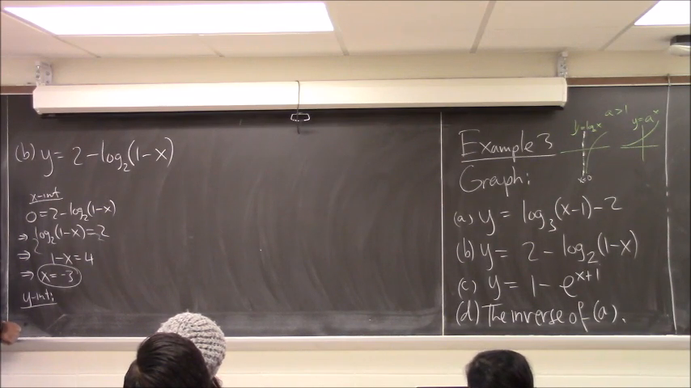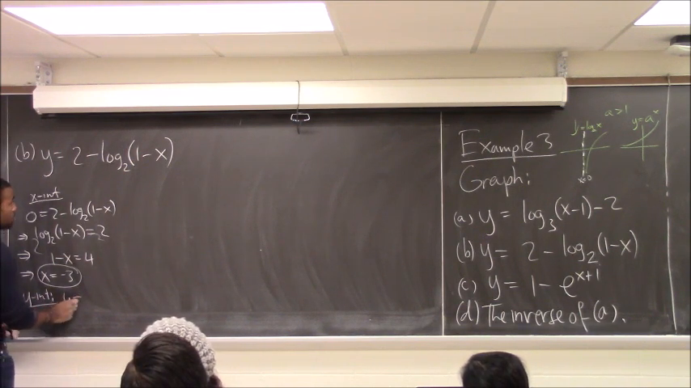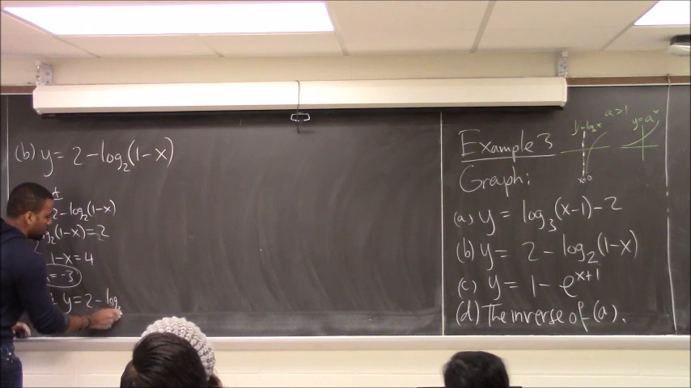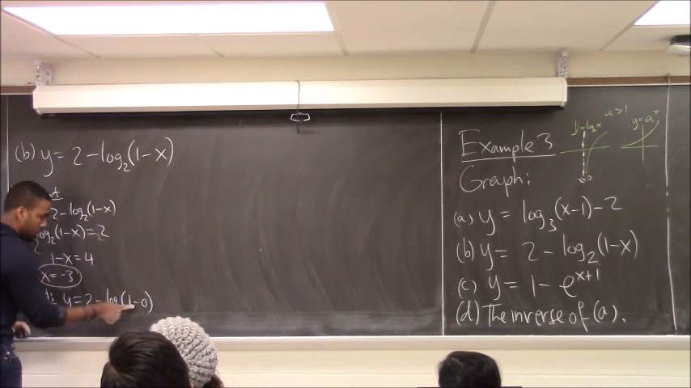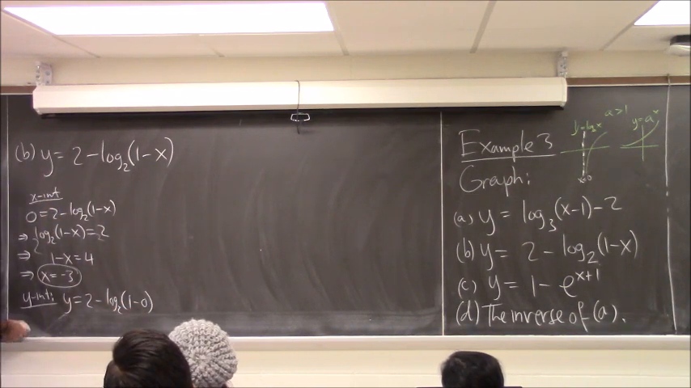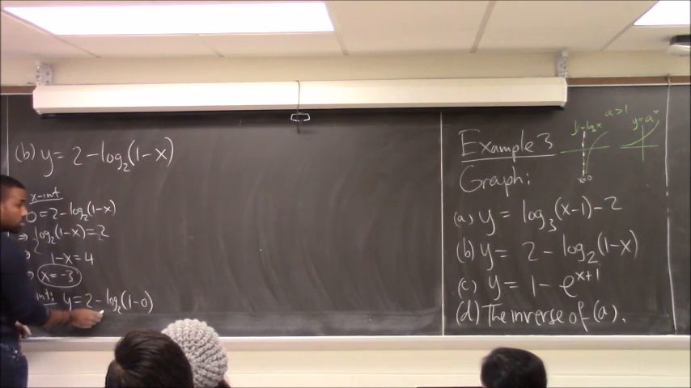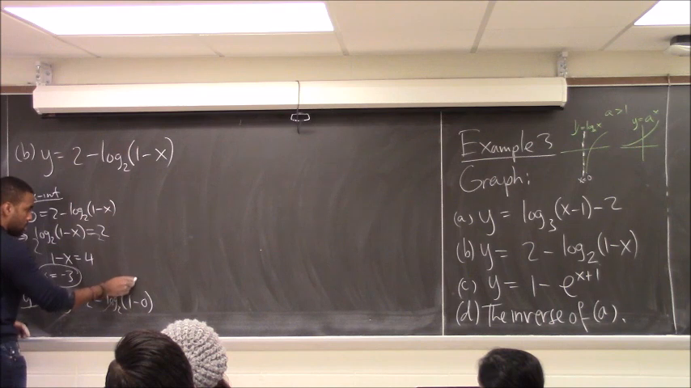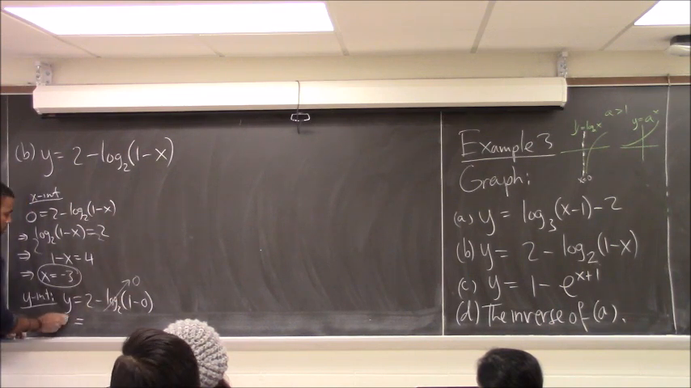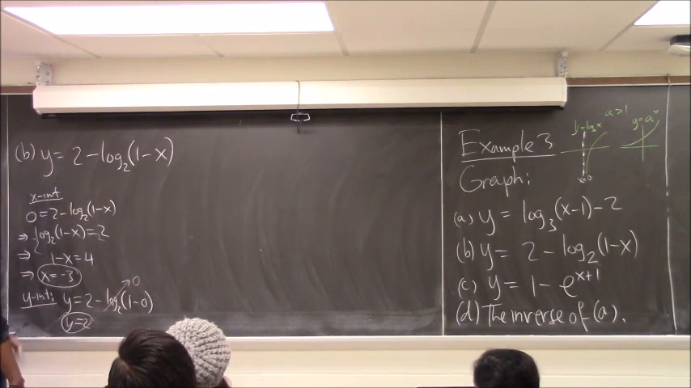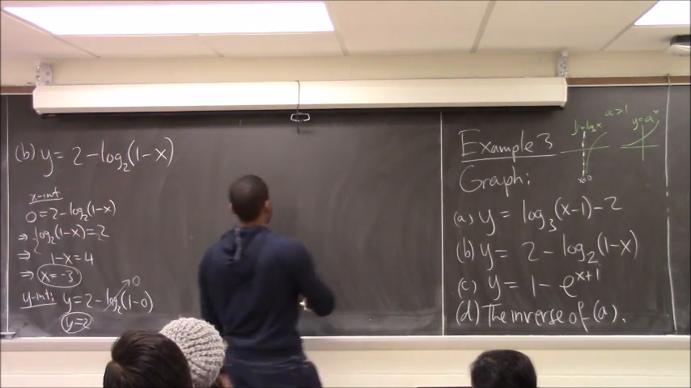Well, how do you find the y-intercept? Is that x equals 0? Is that possible? That's totally fine. Log of that gives us the log of 1. Log of 1 is 0. So y equals 2 is the y-intercept. So we have 2 intercepts here.